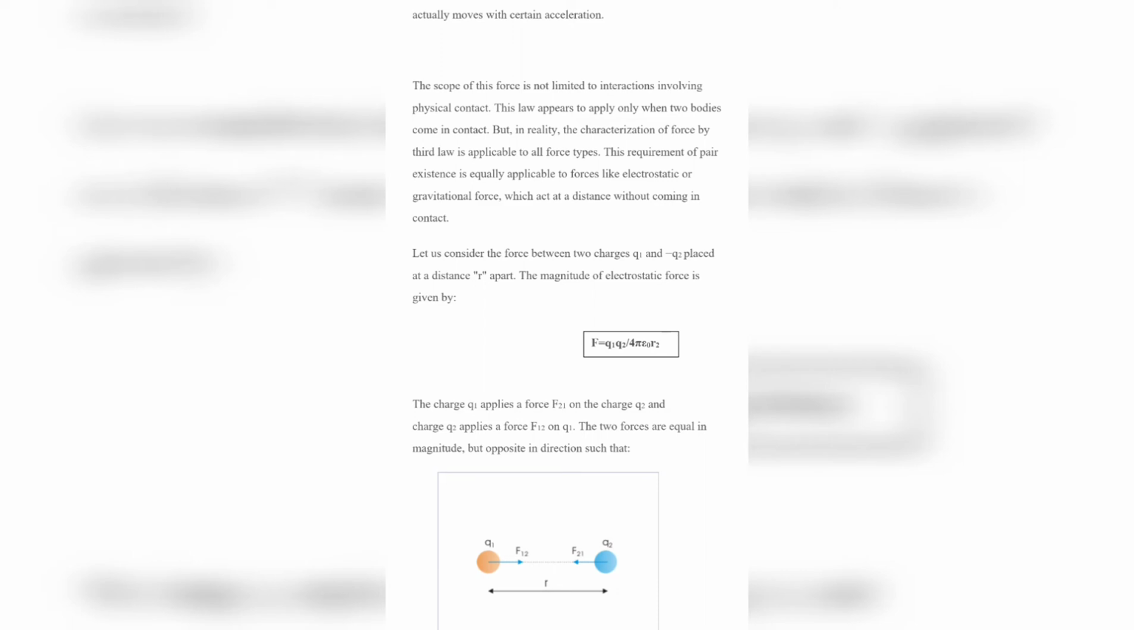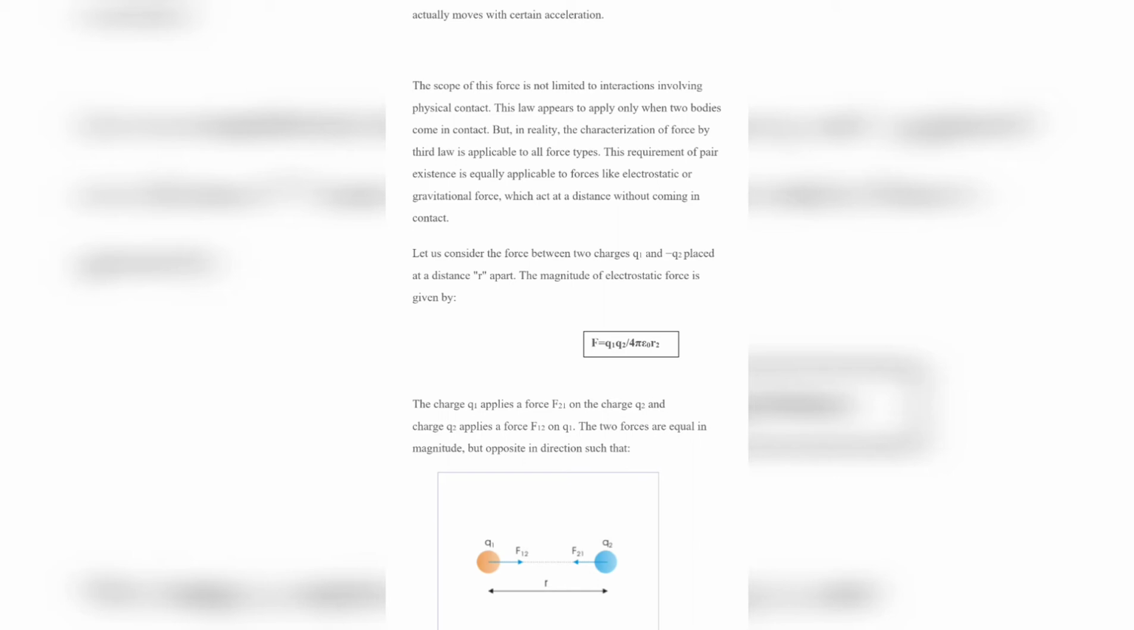The scope of this law is not limited to interactions involving physical contact. This law appears to apply only when two bodies come in contact. But in reality, the characterization of force by the third law is applicable to all force types. This requirement of pair existence is equally applicable to forces like electrostatic or gravitational force, which can act at a distance without coming in contact.